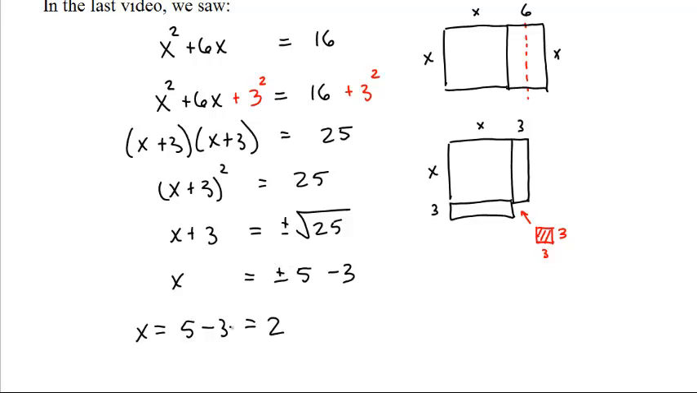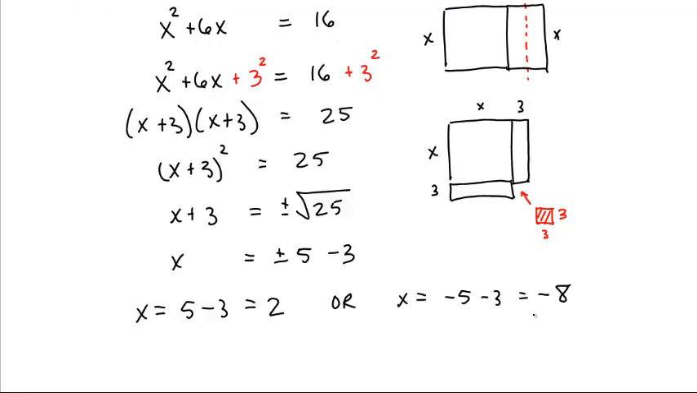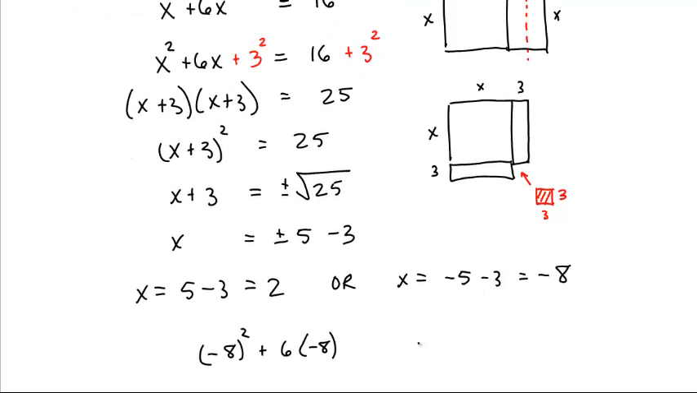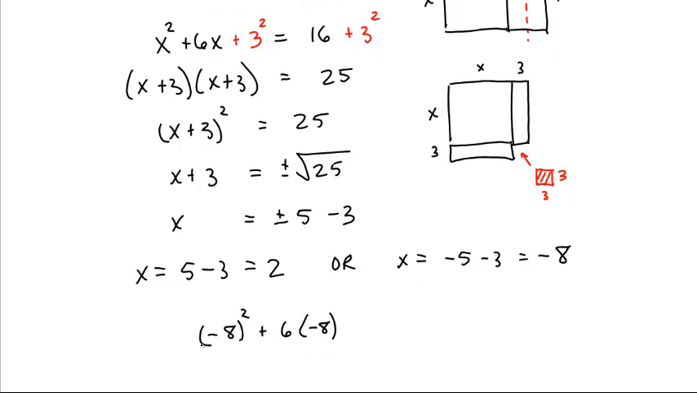Positive 5 is 5 minus 3 is 2. We saw that was a successful answer before. We also have negative 5 minus 3 is negative 8. And if we look at our original x squared plus 6x, you'd see that x squared plus 6x is negative 8 squared plus 6 times negative 8. Negative 8 squared is 64. 6 times negative 8 is negative 48. And 64 minus 48 is also 16.